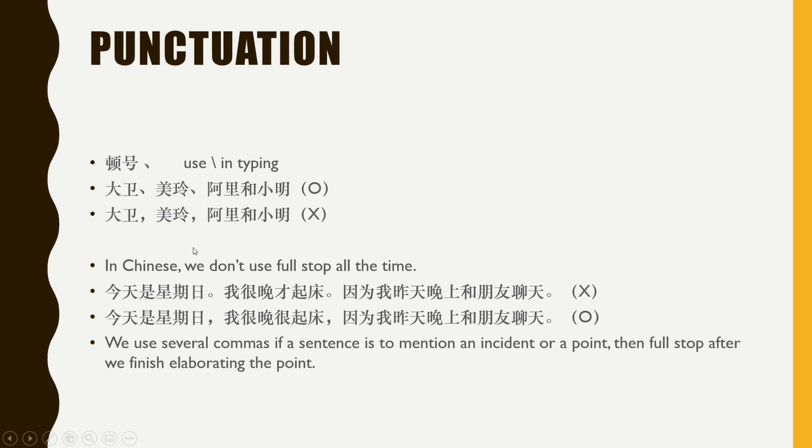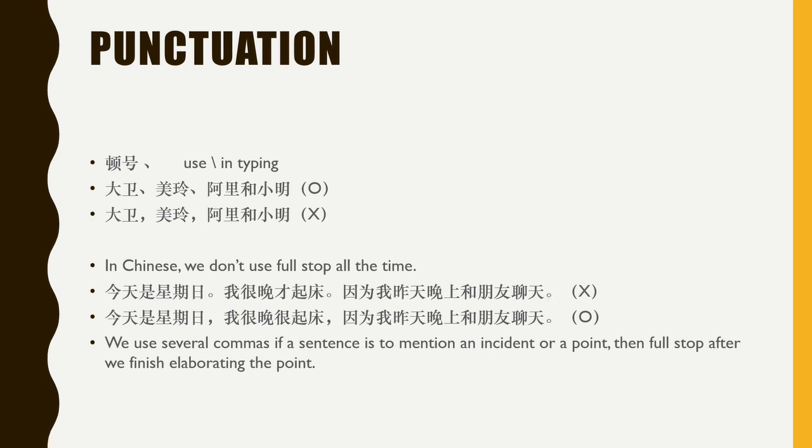And then another punctuation. In Chinese, we don't use full stop all the time. Okay, let's see this sentence. 今天是星期日. 我很晚才起床，因为我昨天晚上和朋友聊天. Today is Sunday. I wake up late because I chatted with my friend last night. So if you put 今天是星期日 then full stop. 我很晚才起床 full stop. 因为我昨天晚上和朋友聊天 full stop.